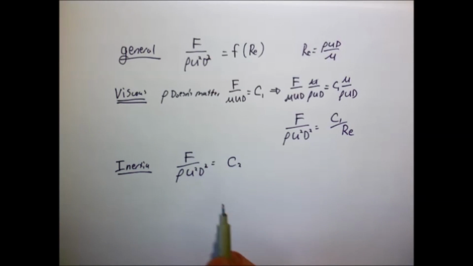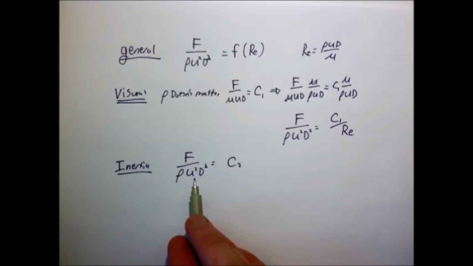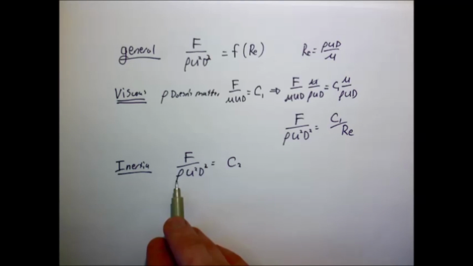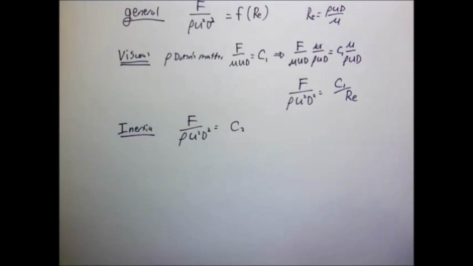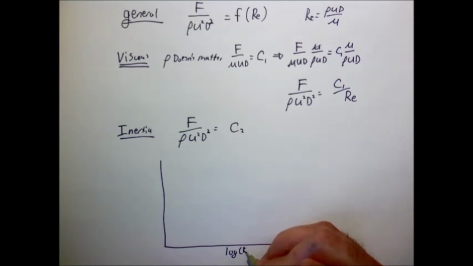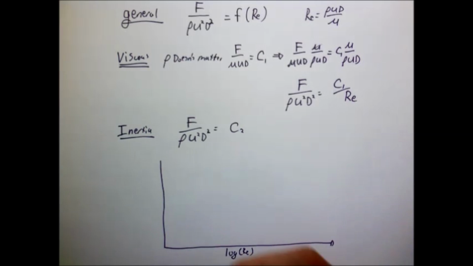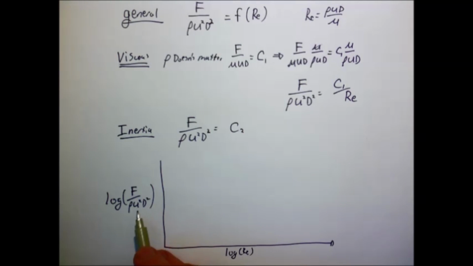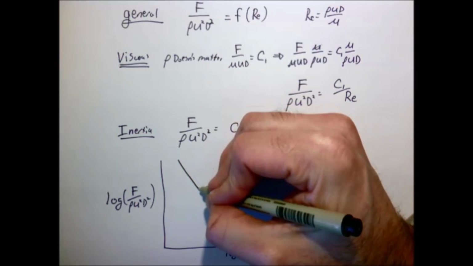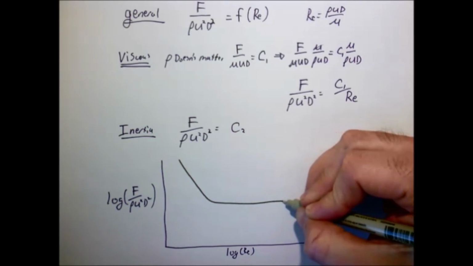And when we considered the case where viscosity didn't matter but only density did, the inertial regime, we derived that F over rho u squared d squared is a constant C2. Now let's go back to the picture I drew a while ago, where we plot log of the Reynolds number versus log of the drag force, or F over rho u squared d squared. And remember, I said the experimental data looks something like this on a logarithmic scale.